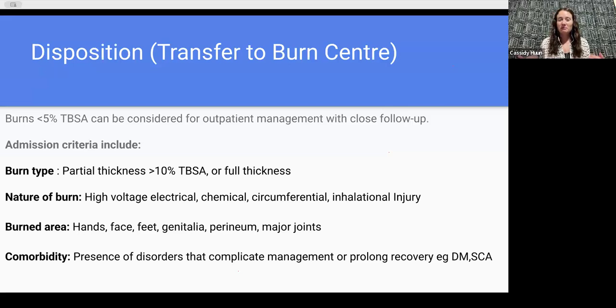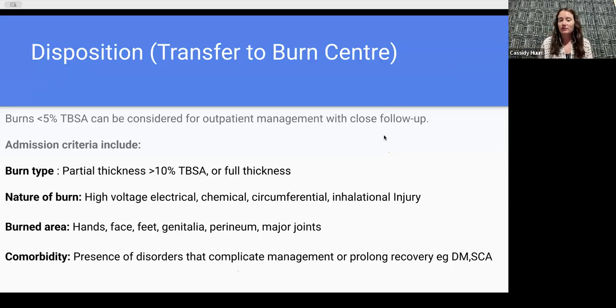It is suggested that any pediatric patient who has a partial thickness burn or worse that encompasses greater than 10% of the total body surface area should get transferred to a burn center. Or if there's an area that's maybe smaller than 10%, but it's full thickness throughout, that should be referred. Think about the nature of the burn.